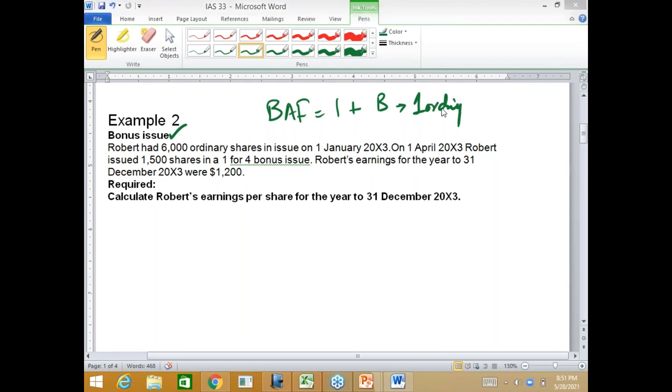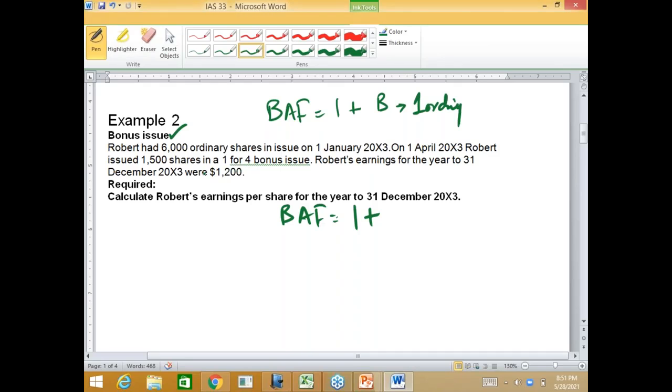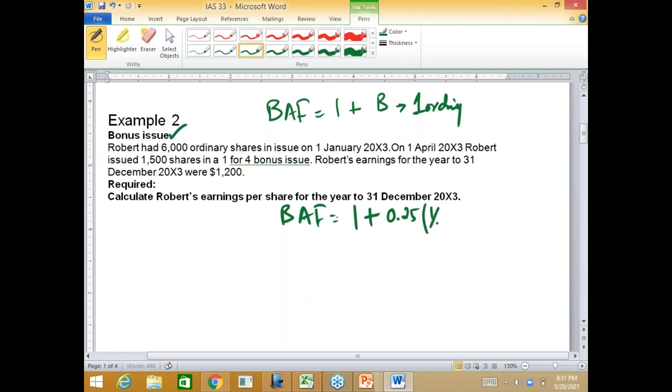Now the bonus adjustment factor for this question will be 1 plus bonus shares issued for one ordinary share. Right now the company is issuing one bonus share for every 4 ordinary shares. So for each ordinary share, the company is going to issue bonus shares of 0.25. That could be calculated as 1 upon 4. So the bonus adjustment factor will be 1.25. So you simply need to multiply while calculating the EPS.